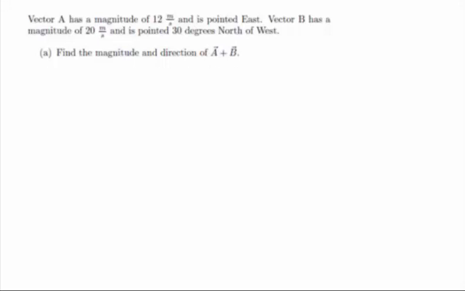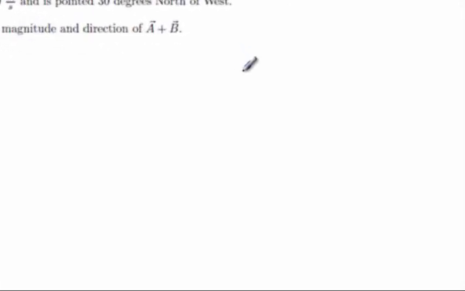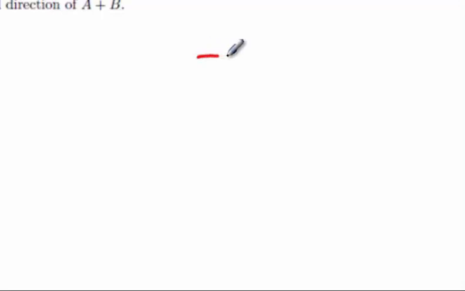The vector A that I'll draw in red has a magnitude of 12 meters per second and is pointed in the direction called east. That picture represents the vector A. When we write the vector A, it's going to have x and y components, where x and y are what we call our coordinate system.